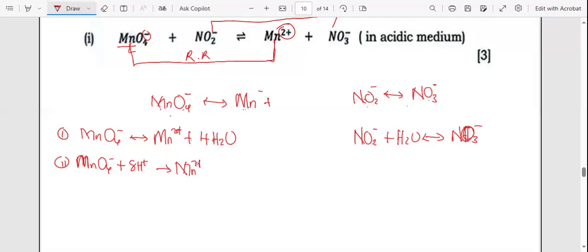Mn2 plus and 4 water molecules. So I'm done there. Also on this side, I'm adding how many? We have two here, just one hydrogen. I also add the one hydrogen where it's lacking there.